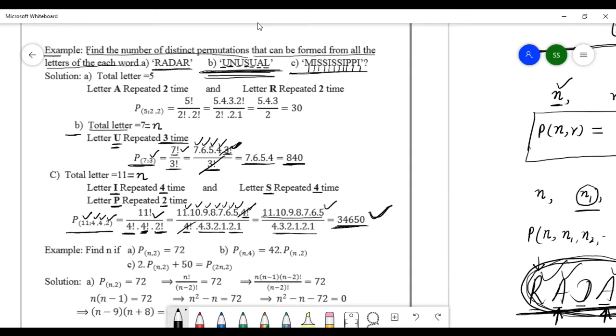And after division you will get 34650. So this is the number of total permutations. Okay? Right? So this way you will find the permutation. Okay.